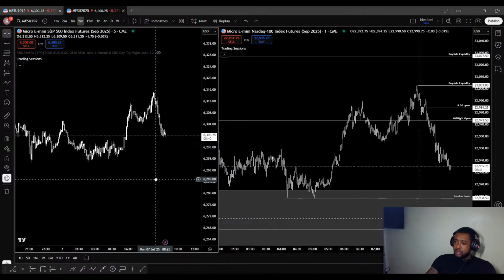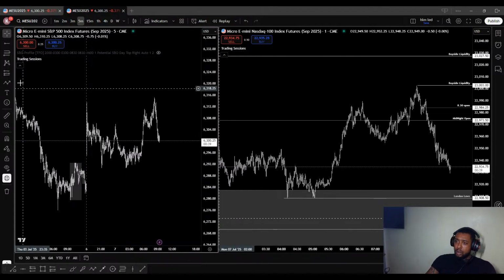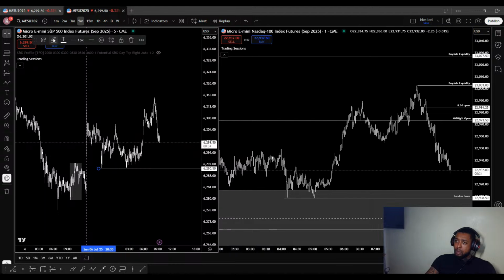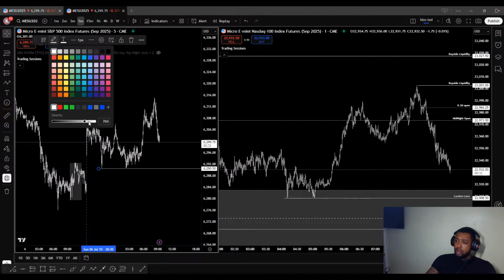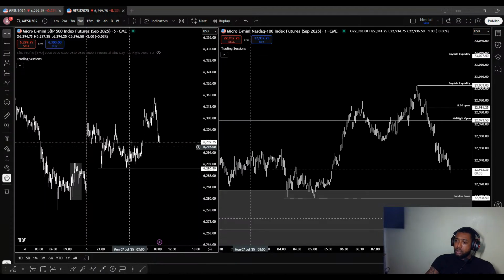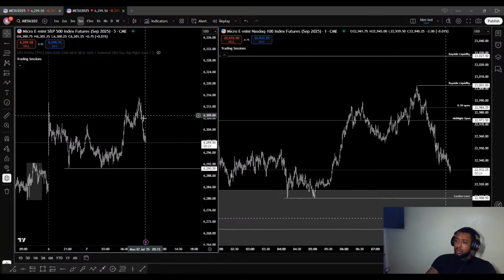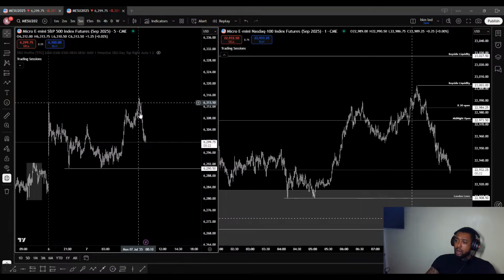So this is ES to the left. You see how they both got equal lows? So that's why my mind is like this is the draw. Because on ES and NQ we got equal lows. You got a sweep, breaker, high, low, higher high, lower low.